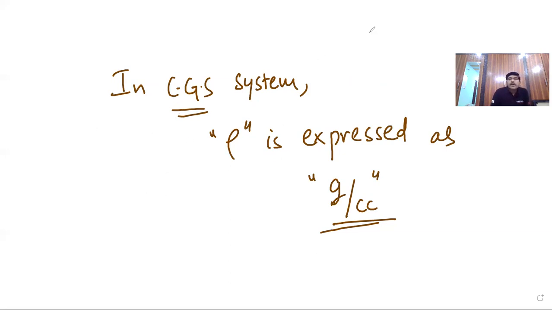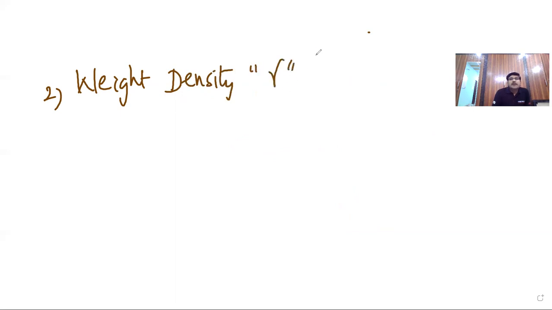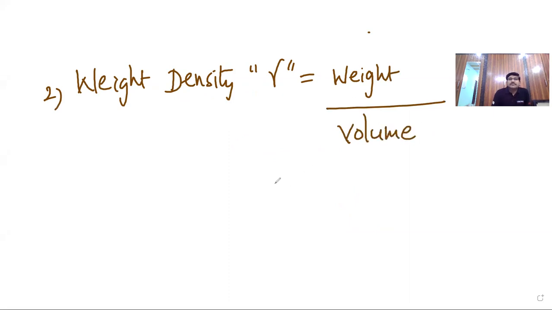Now, let us deal with the weight density. Second is weight density, that is gamma, which is equal to the weight of the given substance by the volume occupied by the given substance. So gamma is weight by volume.